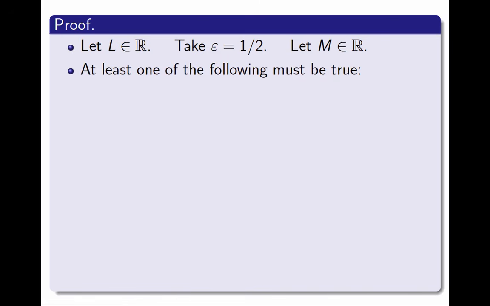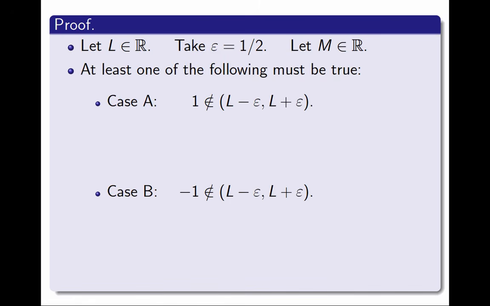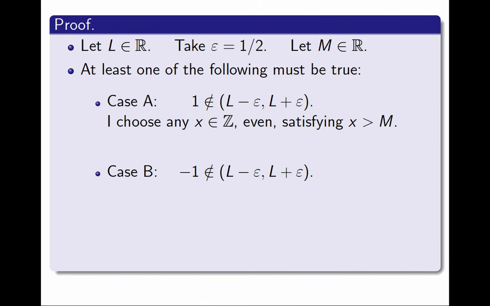At least one of the following must be true. Either 1 or -1 is not in the open interval from L minus epsilon to L plus epsilon, thanks to my choice of epsilon. In the first case, I will choose any integer x that is even and greater than m. There certainly is such an integer x. If necessary, I could write an explicit formula for it, probably using the floor function or the ceiling function, but I do not think that could make the proof any more clear or convincing, so I will just keep it this way. And with this choice, h of x is 1.